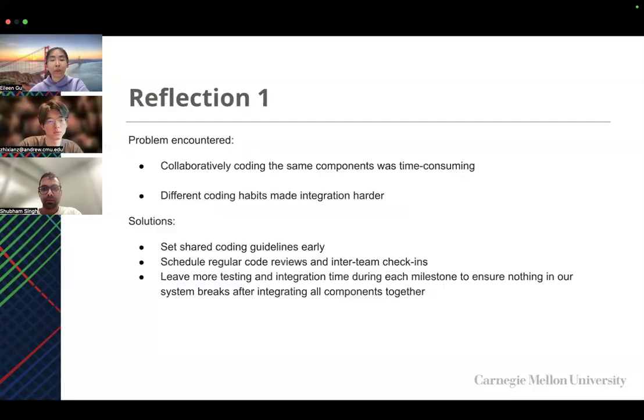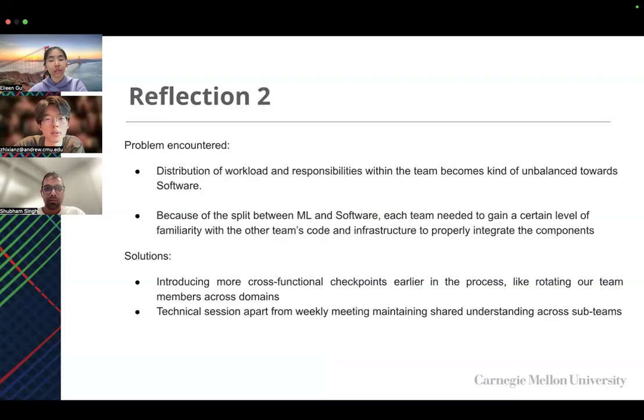Now we'll go through some teamwork reflections. The first reflection I have is about the problem I encountered during the teamwork. Collaboratively coding in the same components is somewhat time consuming. If we are coding a similar part, we have to integrate the code, and the different coding habits make integration harder. The solutions would be to set shared coding guidelines early, schedule regular code reviews and inter-team check-ins, and leave more testing and integration time during each milestone. That's my part.